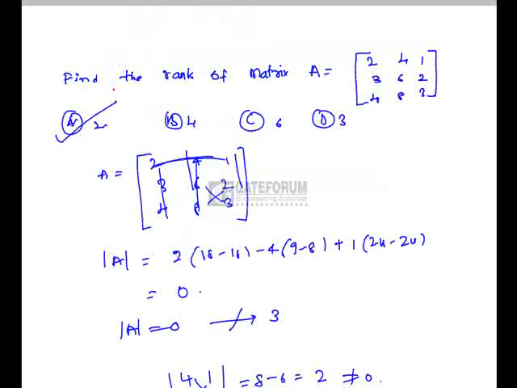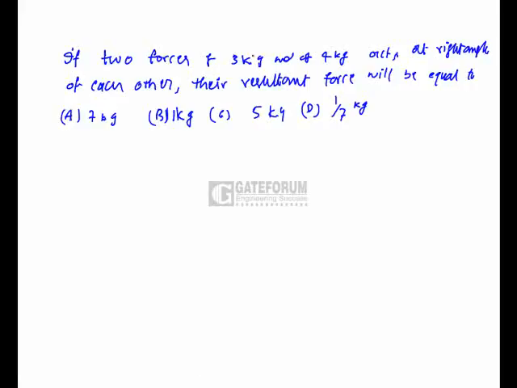That is option A. Question is, if two forces of 3 kg and 4 kg act at right angle to each other, their resultant force will be equal to, it is going to be 3 and 4 kg, its resultant is going to be 5 kg. As it is a direct question, answer C is correct.